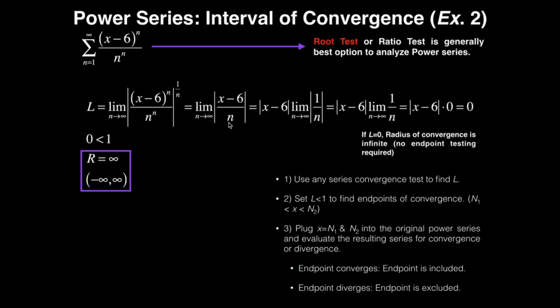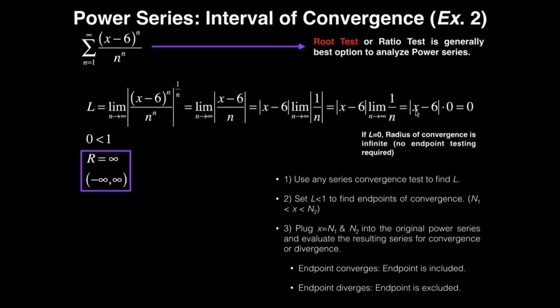Now, remember that the x minus 6 component is not a function of n, so that term I can actually pull out in front of the limit as long as I remember to keep those absolute value signs. So the limit is the absolute value of x minus 6 times the limit as n goes to infinity of 1 over n. Now, we can straight up evaluate this limit here. What's the limit as n goes to infinity of 1 over n? Well, if you just plug in infinity in the bottom, you get 0. So, the absolute value of x minus 6 times 0 is 0.